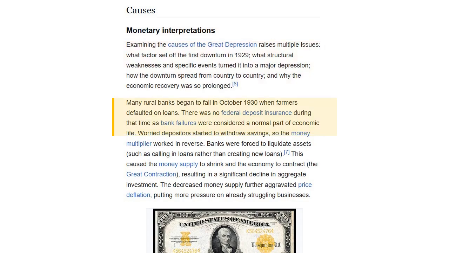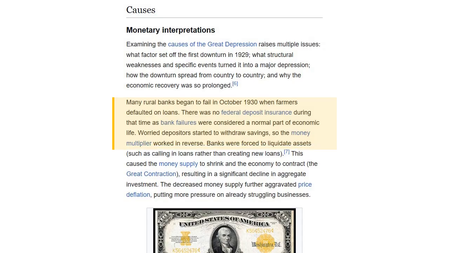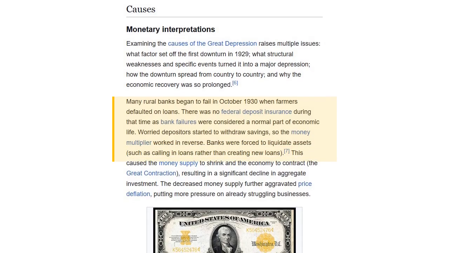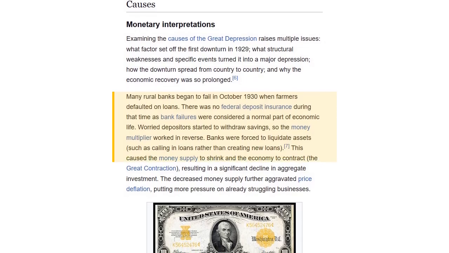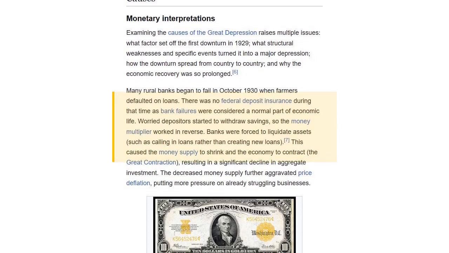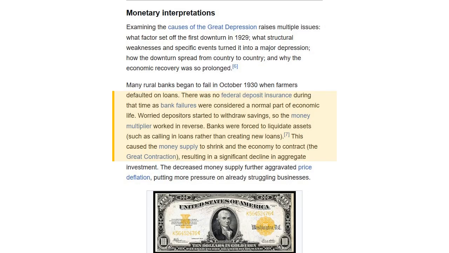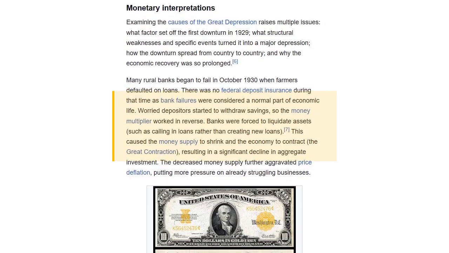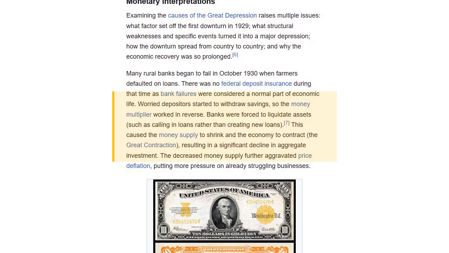Many rural banks began to fail in October 1930 when farmers defaulted on loans. There was no federal deposit insurance during that time, as bank failures were considered a normal part of economic life. Worried depositors started to withdraw savings, so the money multiplier worked in reverse. Banks were forced to liquidate assets, such as calling in loans rather than creating new loans.